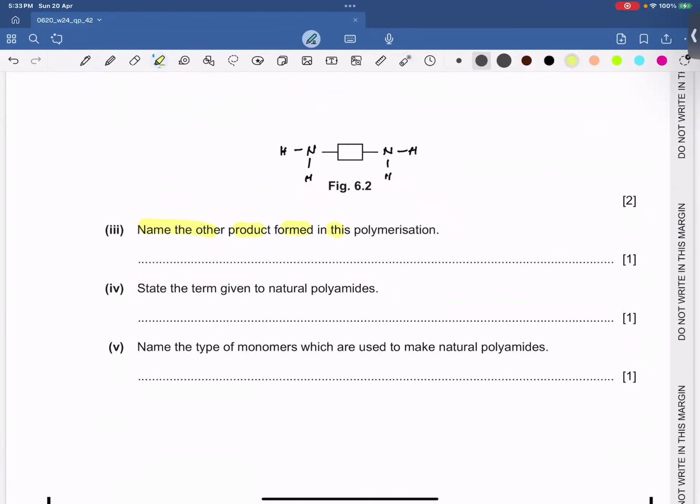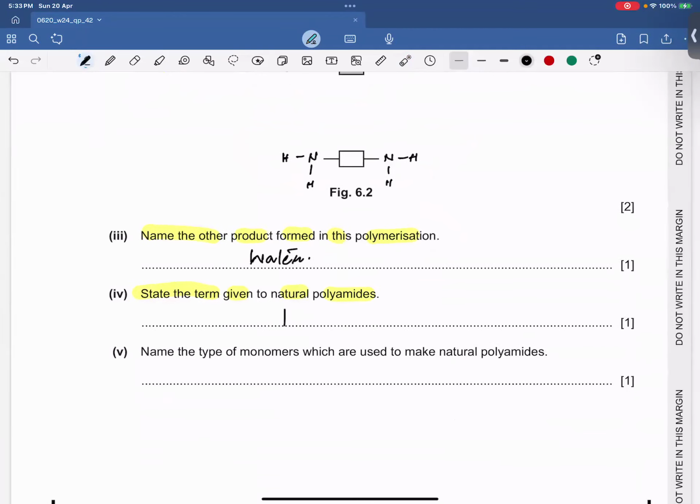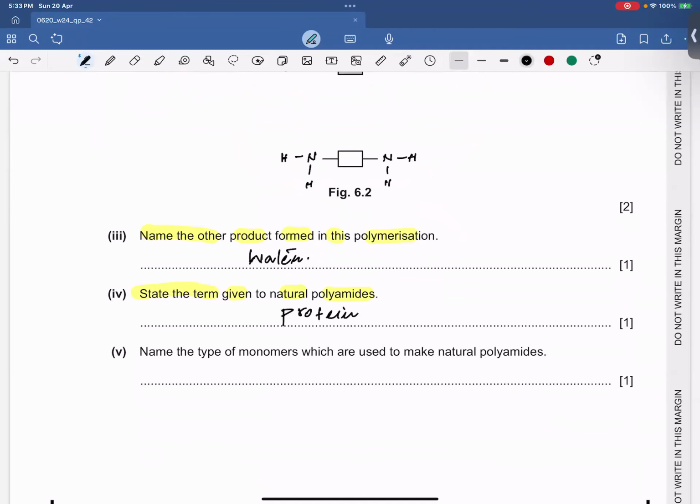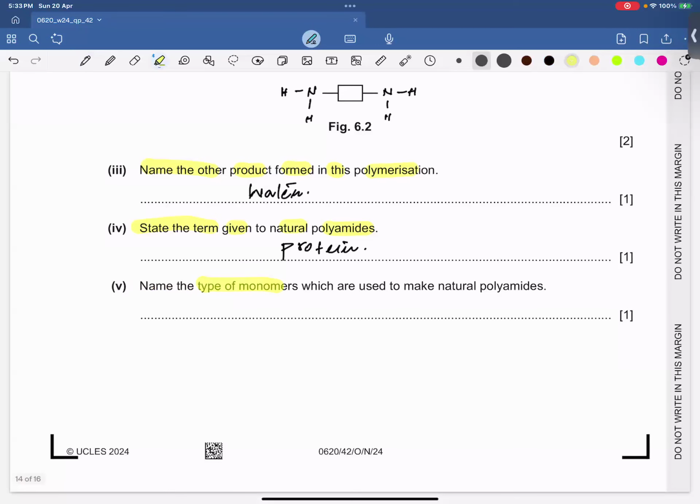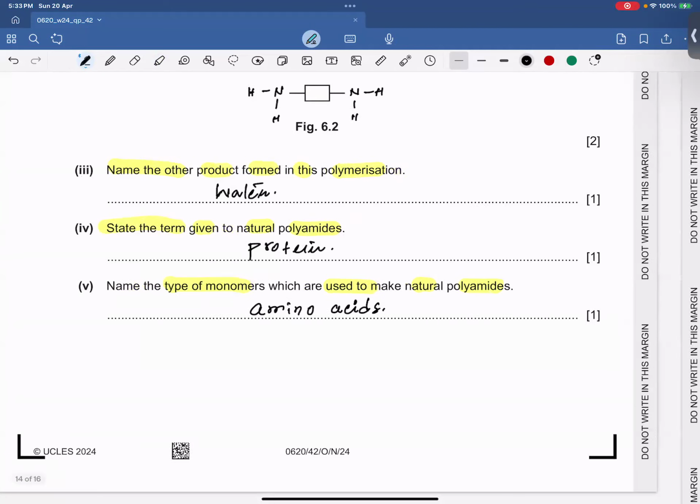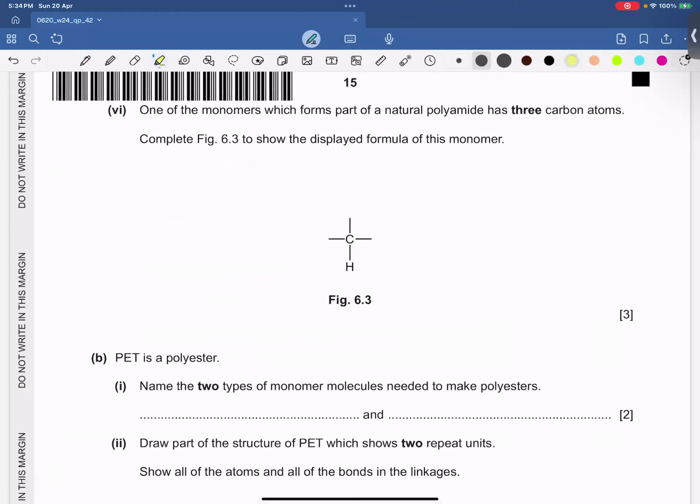Name the other products formed in this polymerization. Obviously, water, because H and OH combine together to give water. State the term given to natural polyamides: protein. Name the type of monomers which are used to make natural polyamides: amino acids. One of the monomers which forms part of a natural polyamide has 3 carbon atoms. Complete figure 6.3 to show the displayed formula of this monomer.